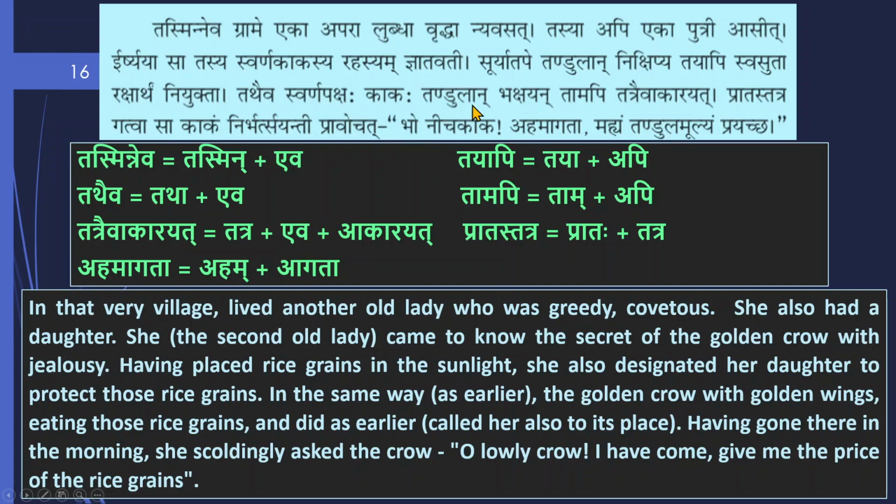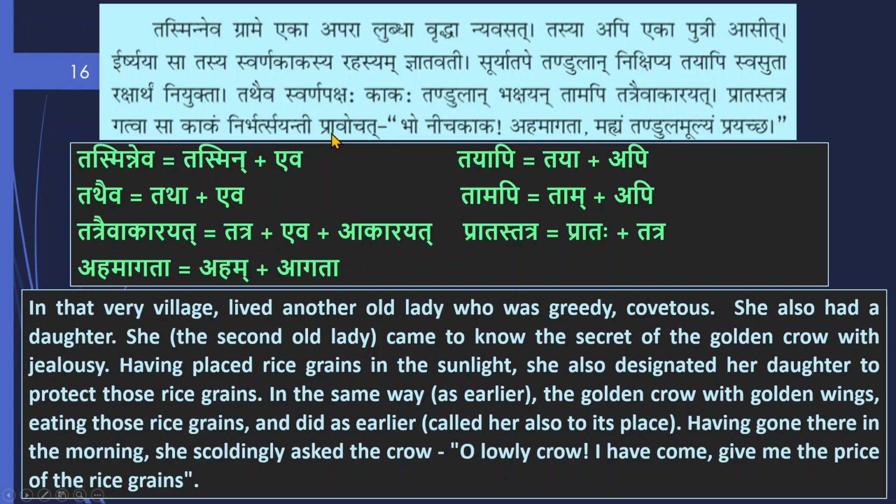Swarna pakshah kakah tandulan bhakshayan. The golden crow with golden wings, eating those rice grains. Tam api. Tam plus api is tam api. Tatra eva akarayat. Also did as earlier, called her also to its place near the Pippala tree, to its palace. Pratastatra. Prataha plus tatra is pratastatra gatva. Having gone there in the morning, sa kakam nirbhartsayanti pravochat.